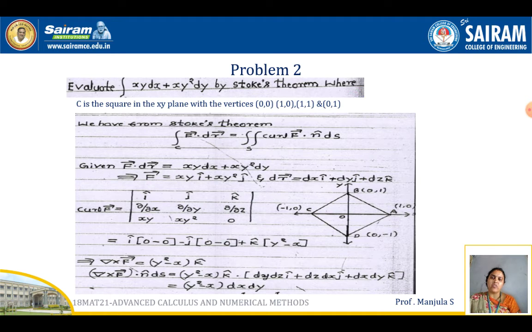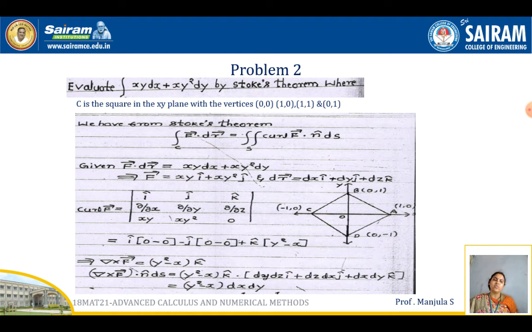Here they gave vector F dot dr, which is xy dx plus xy square dy. If you separate it, you will get vector F and also dr. dr means dx i plus dy j plus dz k, and vector F can be written as xy i cap plus xy square j cap. In Stokes theorem we have to find curl F. So we'll find the curl F, where i cap, j cap, k cap will come in the first row of the determinant.